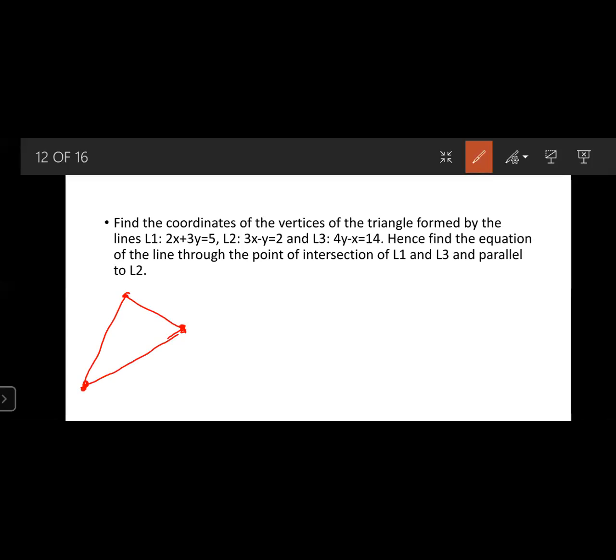So they want us to find the vertices. They have given us the equations of the lines. You can see that the lines intersect. So where they intersect, you have to solve the simultaneous equations and get the point.